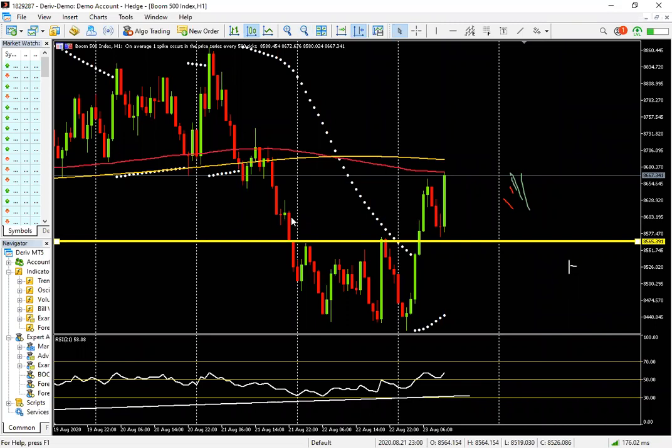Can we still take this trade on 500 or is it late? I can say it's late, because you can see where the 1 hour is. It is at my simple moving average.